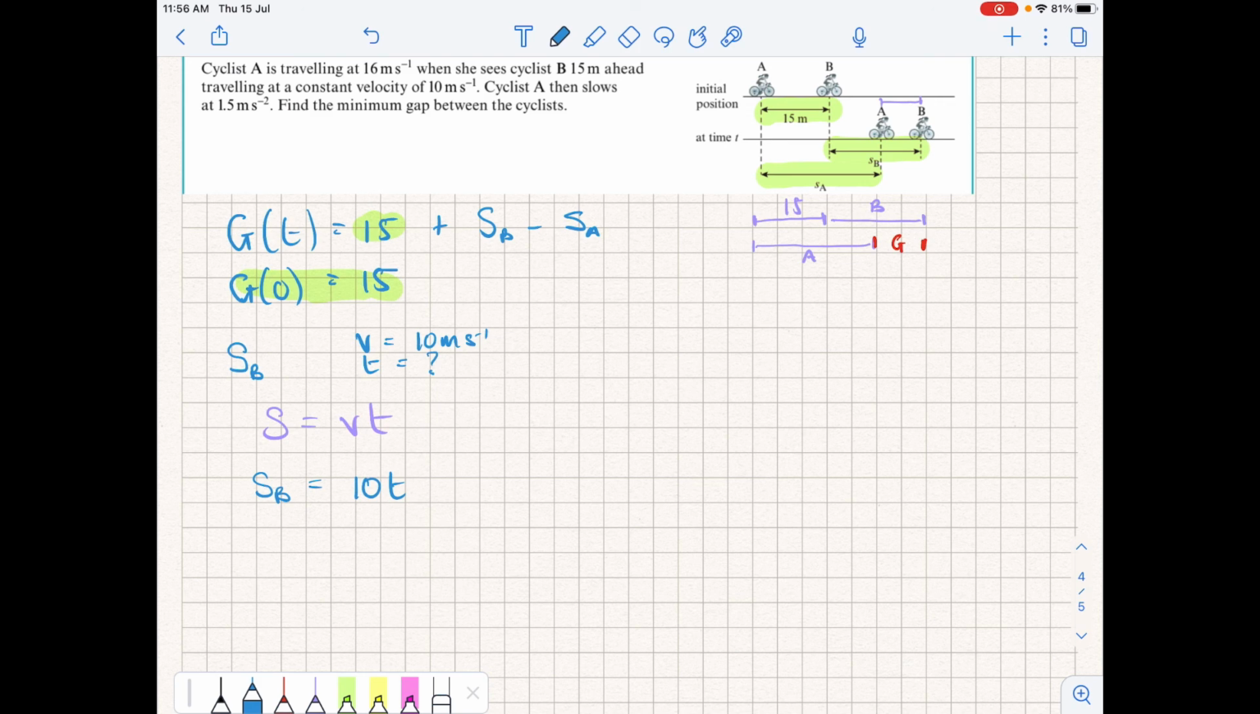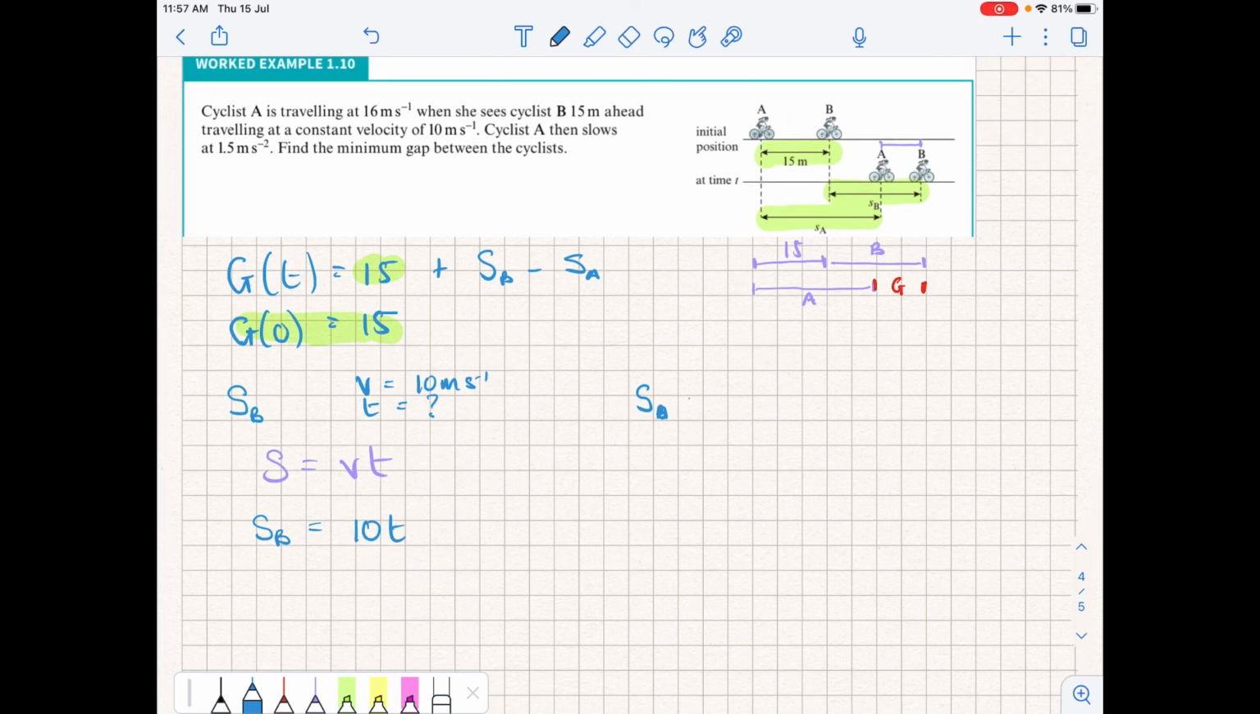We can do exactly the same thing for cyclist A. And what is the information we know about cyclist A? We know the initial velocity is equal to 16 meters per second. We know the acceleration is equal to minus 1.5 meters per second squared because they are decelerating. We don't know any other information.